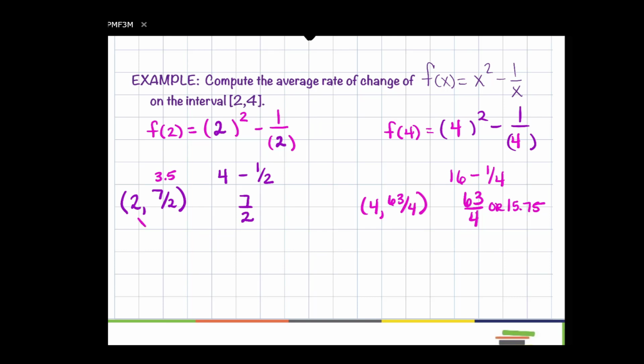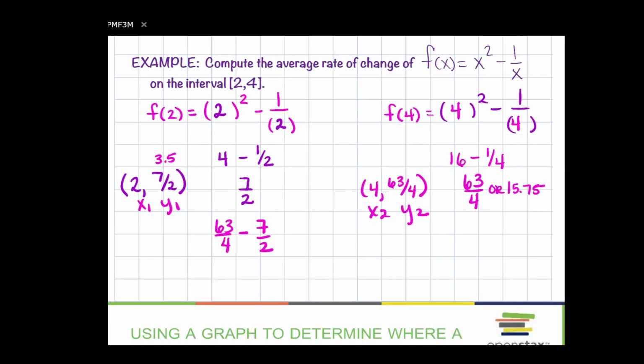So here's your x and y1. Here's your x and y2. Don't lose sight of what it is that we're doing. We're finding the average rate of change. So in this case, we're going to do y2, which is 63/4, minus y1, which is 7/2, and for the denominator, we're going to do x2, which is 4, minus x1, which is 2.